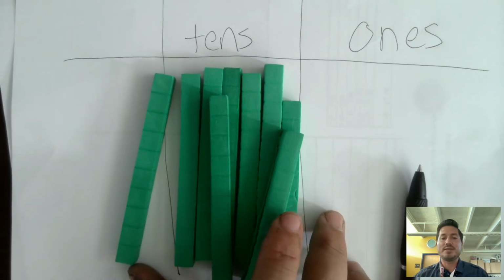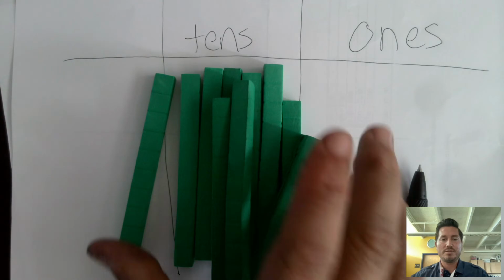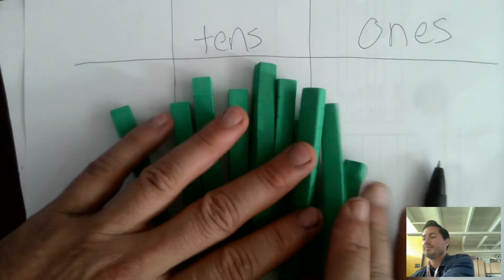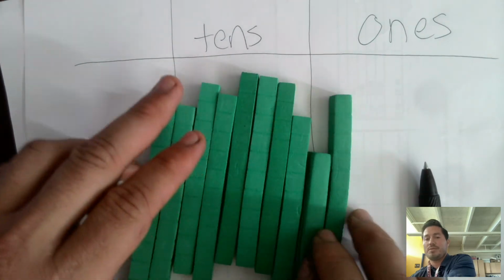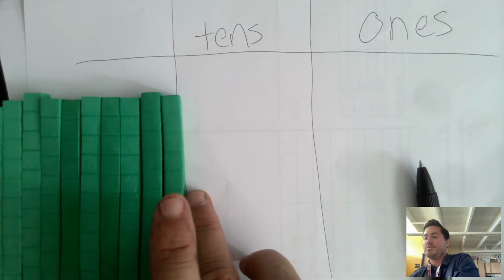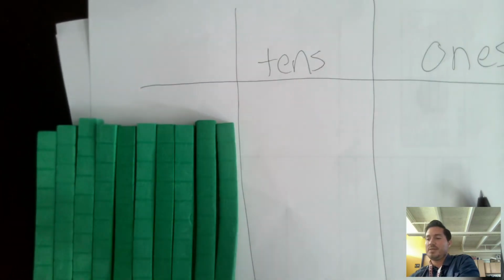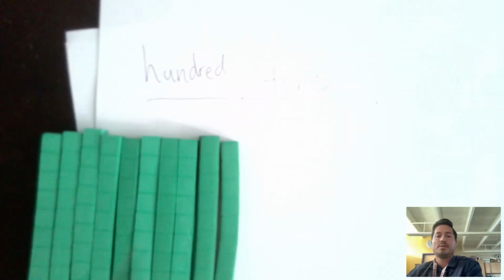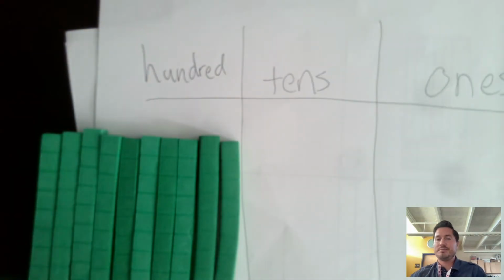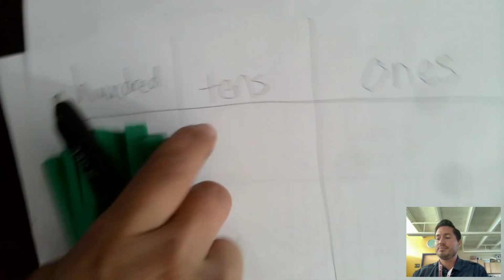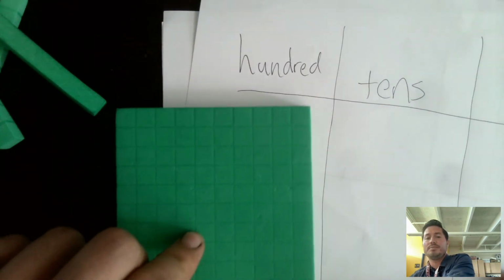You can have up to 90, but once you get 100, then you have to take all of these together and move them over to the 100 spot. And this would be 100. Once you have 100, it looks like this. So we now have this. So we trade this in for 100.